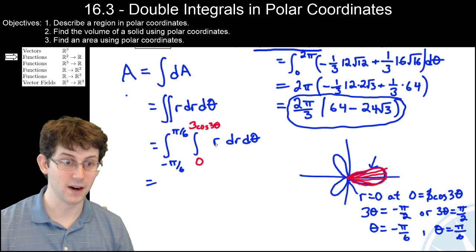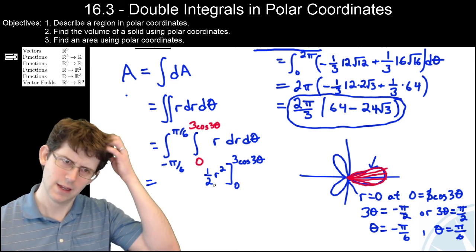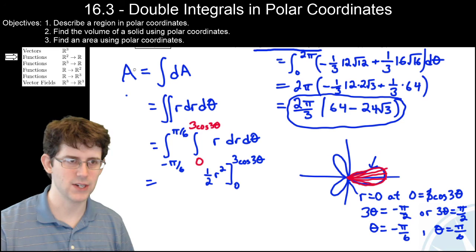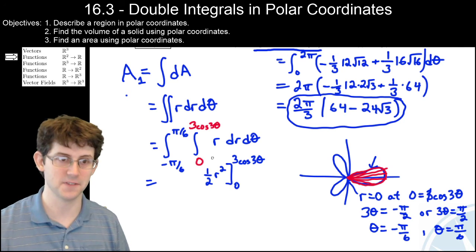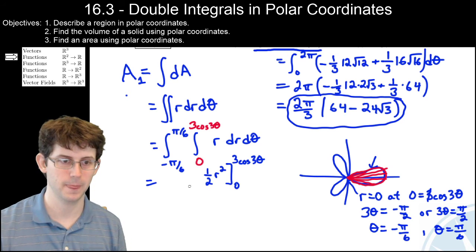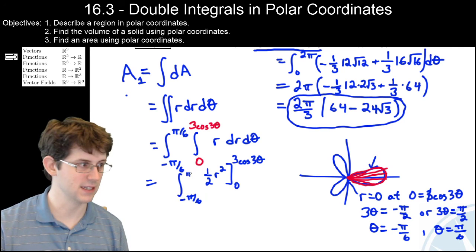The integral of r dr is half r squared, except we're going from 0 to 3 cosine 3 theta. And just to remind ourselves, this is just the area of one of the little loops. So I'll call this the first area to try to remind ourselves to multiply it by 3 at the end. So this is my integral of the r integral. The theta integral is waiting for us to get done with this, and we'll deal with it later.